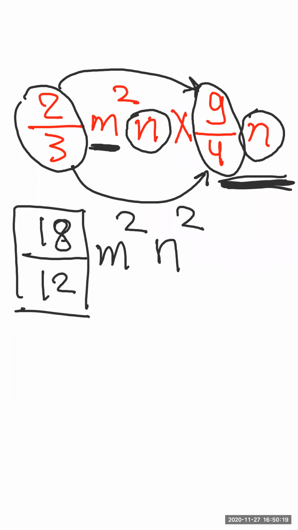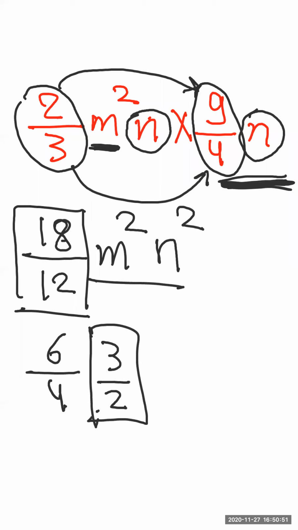18 over 12. Okay, so we can divide it by 3. Yes, we can. So 18 divided by 3 means 6. 12 divided by 3, it will equal 4. Okay, again, can we simplify it? Yes, we can divide it by 2. So this means 6 divided by 2 means 3. 4 divided by 2 means 2. So it will equal 3 over 2. Then the term m squared n squared.